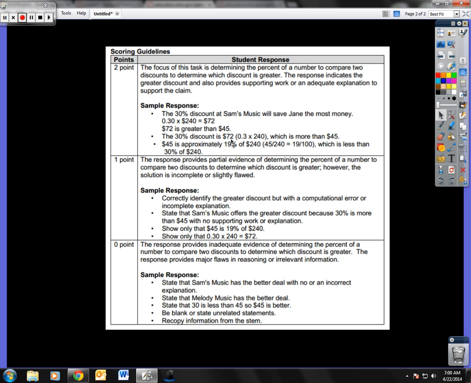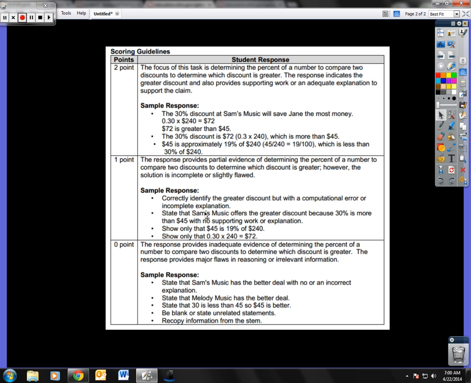Also, the 30% discount is 3/10 times 240, which gives you 72. That's greater than 45. Or $45 is approximately 19% of 240, because it looks like they made a proportion there, comparing two ratios, 45 out of 240, 19 over 100, which is less than 30% of 240. Oh, excuse me. They did simplifying fractions there, my fault. Or did they do that? What did they do here? How did they make 45 over 240 equal 19 over 100? I think they did do a proportion.